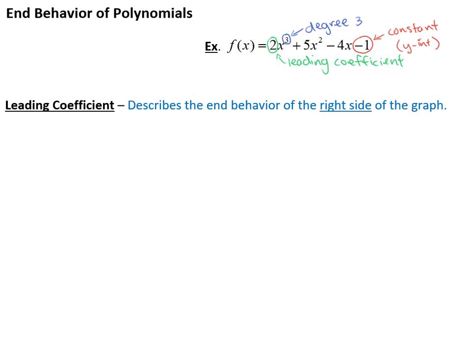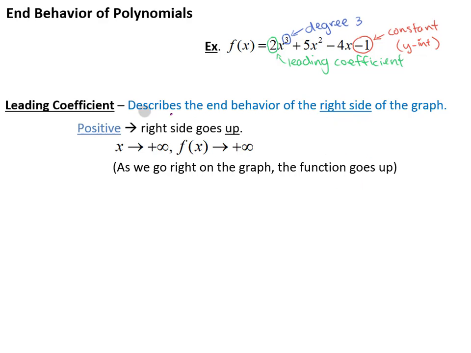Okay, so to reiterate what we talked about here, the leading coefficient describes the very end behavior, so as we go very far to the right-hand side of my graph. Okay, specifically, if my leading coefficient is positive, the right-hand side of my graph will go up. Okay, I don't know what's happening on the left. It could be going down. It might also be going up. I don't know, but I know the right-hand side is going up.